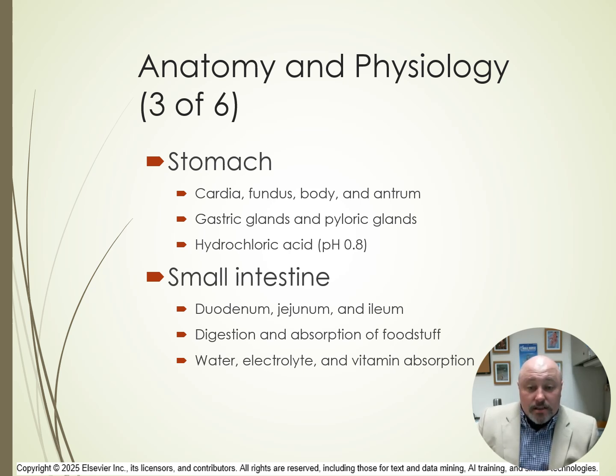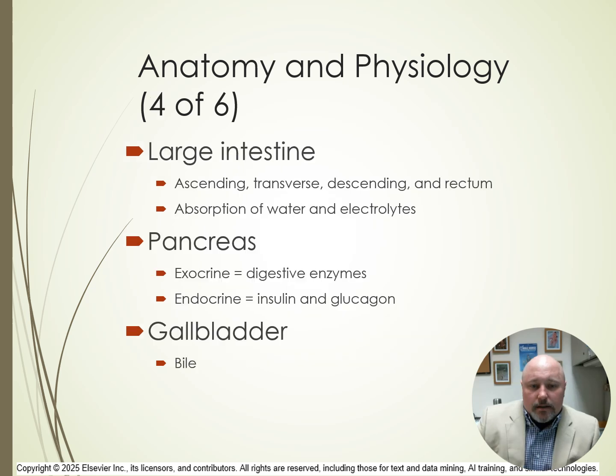This would then process the food and move to the small intestine, consisting of organs like the duodenum, jejunum, or ileum. And digestion and absorption of foodstuff will begin to take place here, including things like water, electrolytes, and vitamin absorption. Next, you would have the large intestine, including the ascending, transverse, descending, and then the rectum. This is where further water and electrolyte absorption would take place.